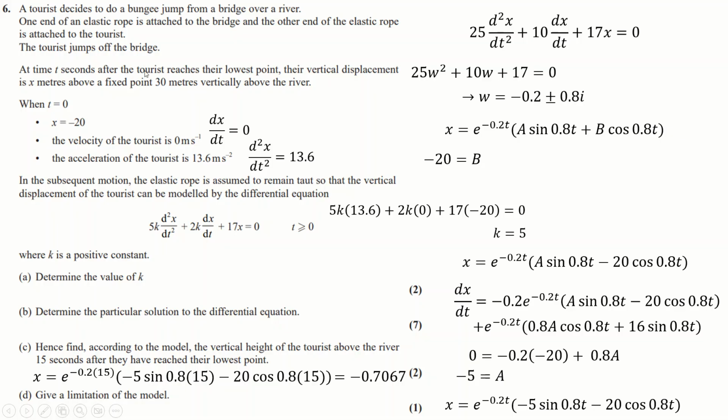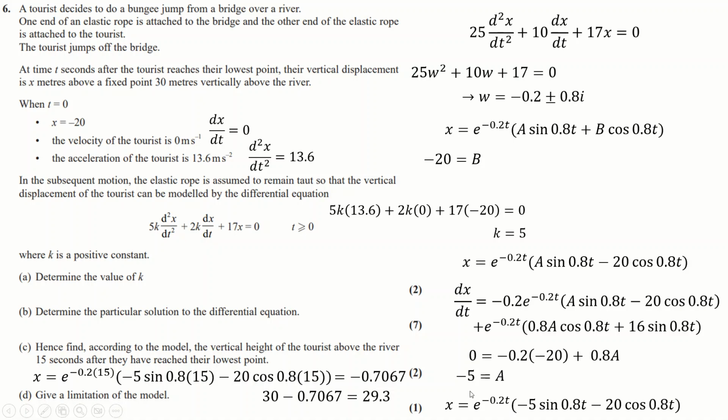The question is talking about when the x is the height above a fixed point 30 above the river, when t is whatever time t is. So when t is 15, and you get this answer, that means that you are minus 0.7 meters above a fixed point 30 above the river. So okay, that means you're just below the fixed point by 0.7 meters, which means you're 29.3 meters above the river, right?